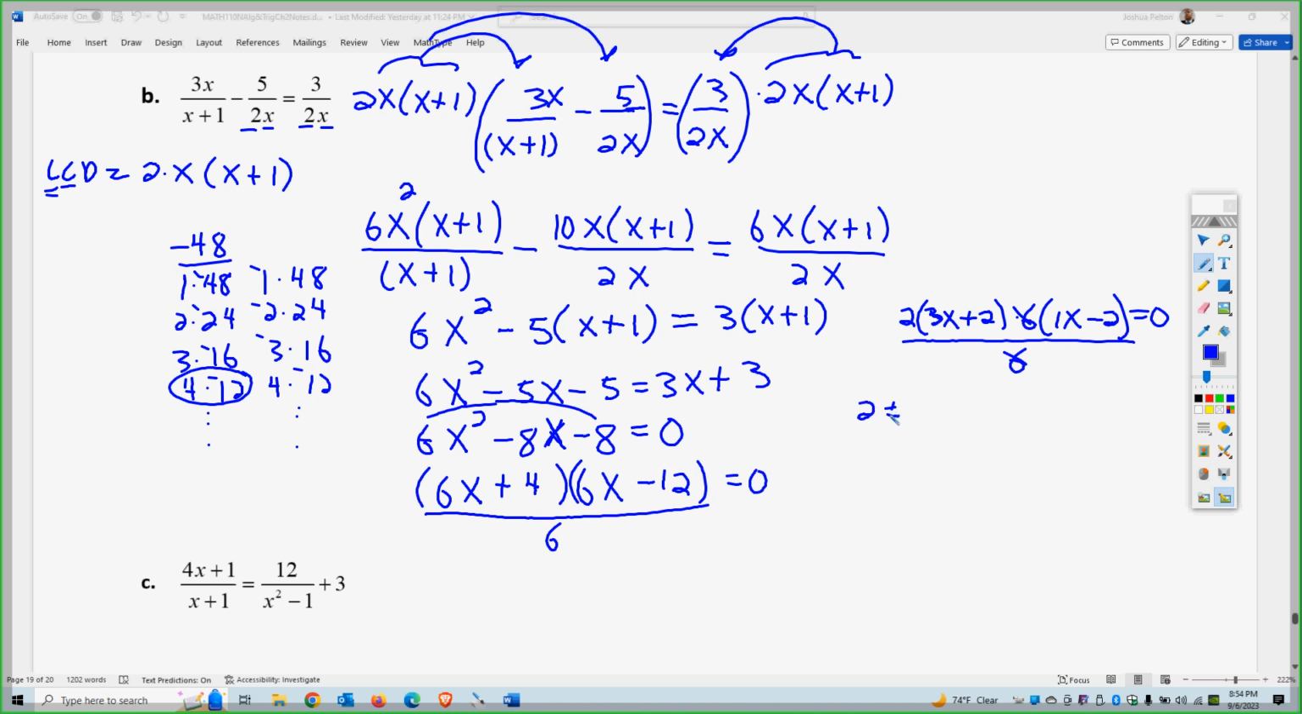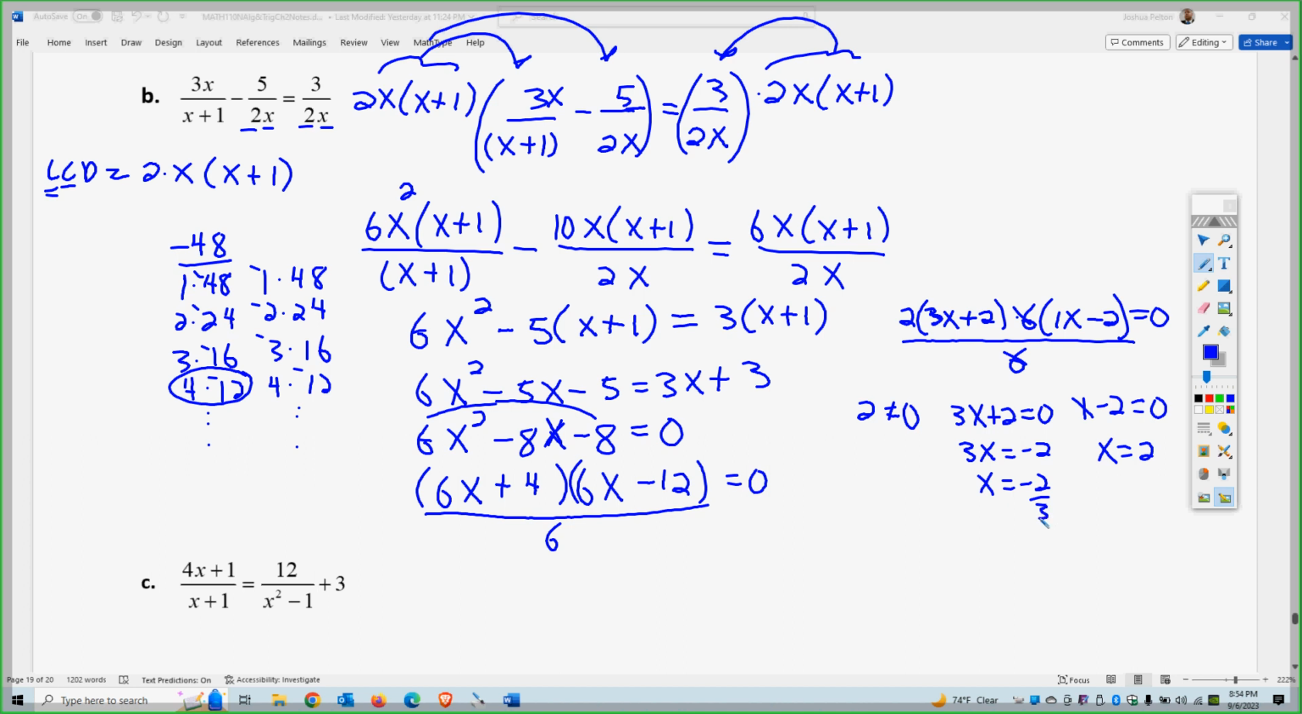2 does not equal 0, that's obvious, right? 3x plus 2 is equal to 0. X minus 2 is equal to 0. So x is equal to 2. 3x is equal to negative 2, or x is equal to negative 2/3.